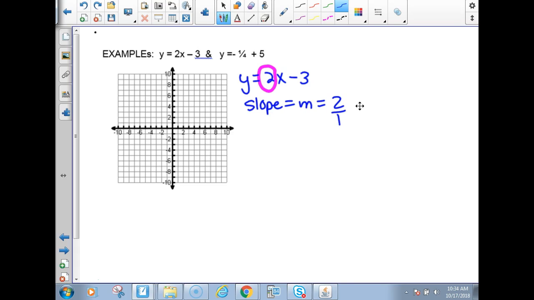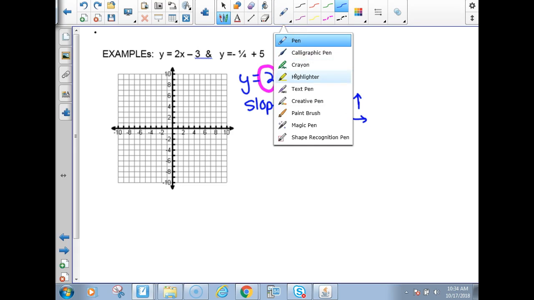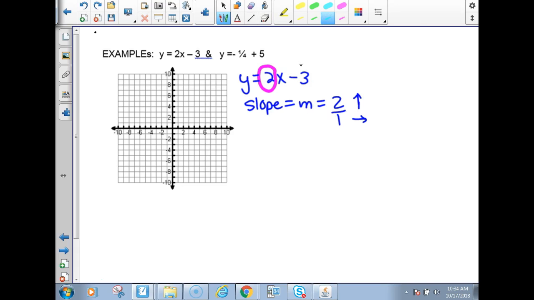I know this is familiar. You've heard of this stuff before, but you might not remember it, so we're reviewing. The top number means go up or down. The bottom number is right or left. So this means up 2 and right 1. Now, where do we start though? We have to have a starting place in order to know where to move with that slope. So we start at -3. That's your b.